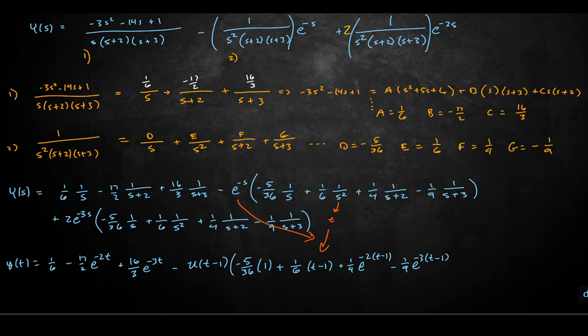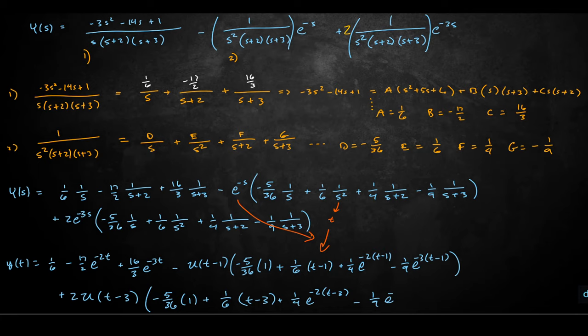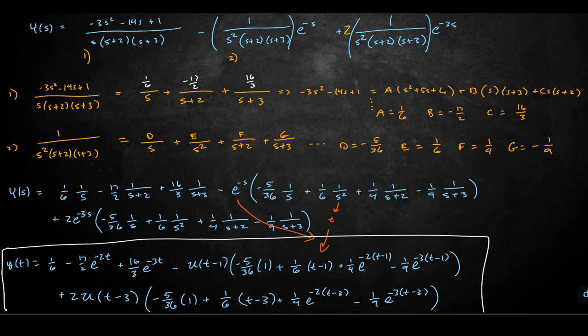And then plus 2u of t minus 3, and then basically everything's the same inside the parentheses, except instead of t minus 1 we have t minus 3. So negative 5 over 36 times 1 plus 1 over 6 times t minus 3 plus 1 over 4 times e to the negative 2 t minus 3 minus 1 over 9 e to the negative 3 t minus 3. And that is our inverse Laplace transform, which is really a piecewise function. So that's our solution to our differential equation.